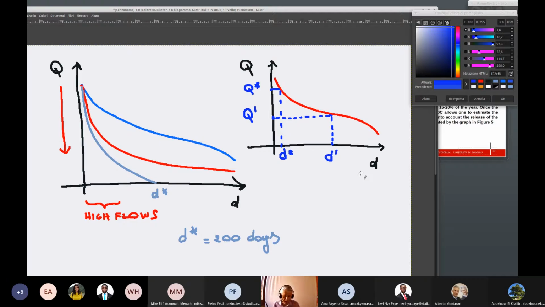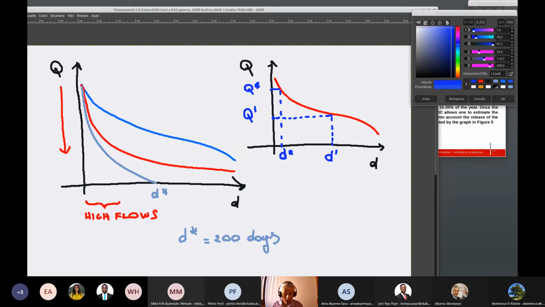For instance, let me use a paradox. If your design flow is zero, you don't spend anything, so you save all of your money, but on the other hand, you don't get any water. So this is not an ideal situation. And therefore, it is clear that we have to reach a compromise solution. So what is the optimal value of the design flow? This is our technical question.